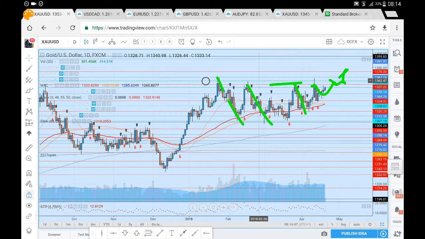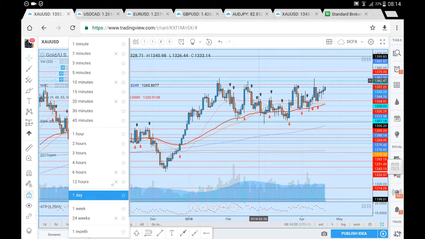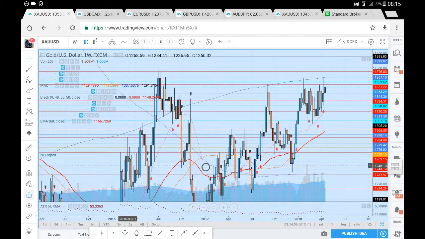But we do seem poised for that upside continuation here on the XAUUSD, and that brings us in alignment with the overall higher time frame trends on the weekly and the monthly chart. So with that said, that wraps up the XAUUSD analysis. Thanks for watching.